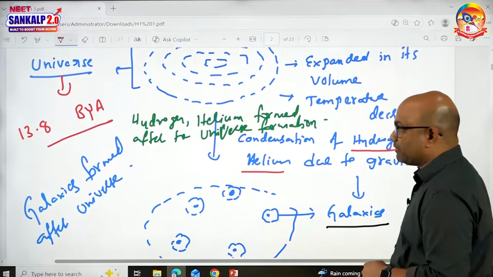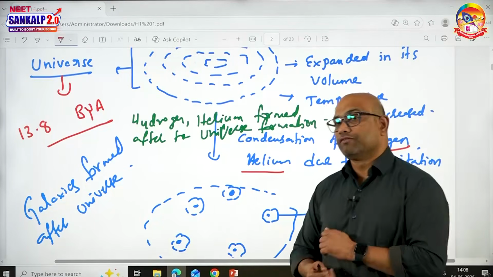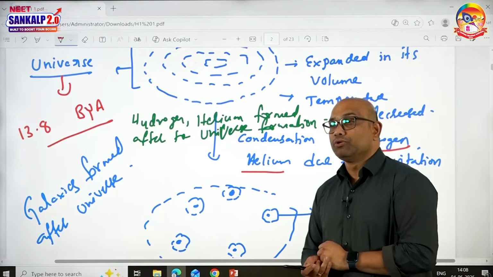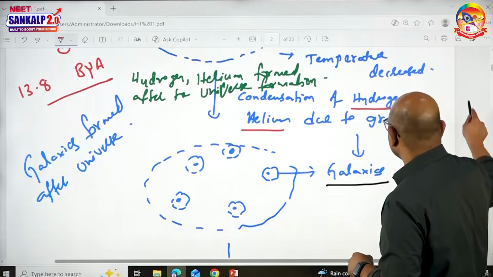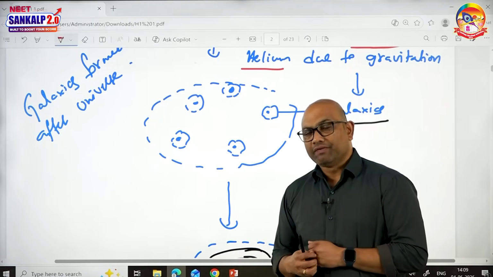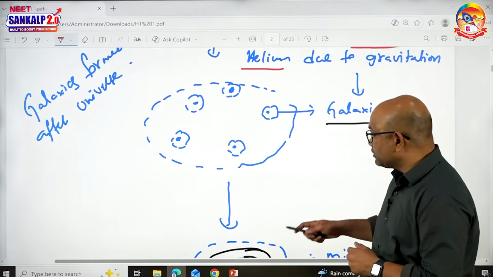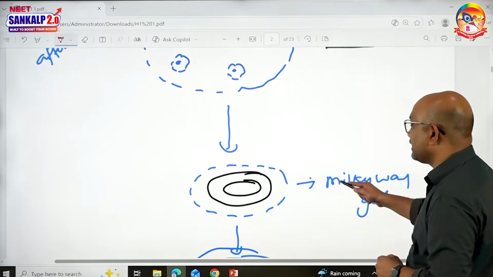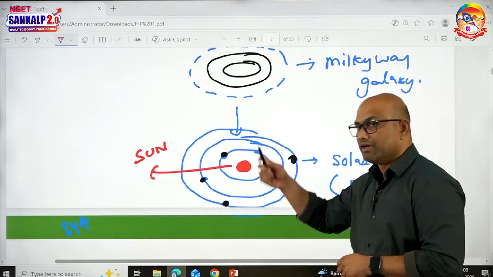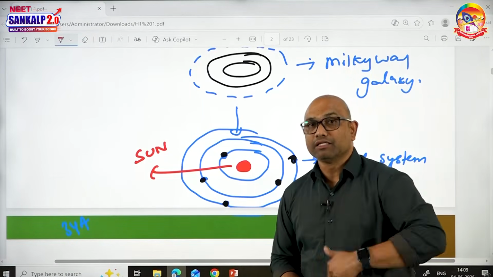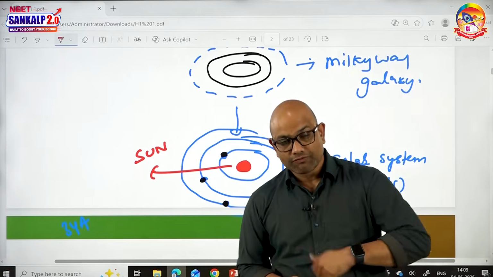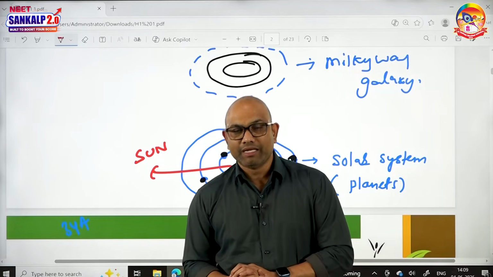Once the universe was formed, hydrogen and helium were formed. This hydrogen and helium underwent condensation due to gravitation, leading to the formation of galaxies. Several galaxies formed due to condensation of hydrogen and helium. Among those galaxies, one is the Milky Way galaxy. In the Milky Way galaxy, soon the solar system developed, and in the solar system, the planet Earth was formed. Earth was formed nearly 4.5 billion years ago, but the universe formed nearly 13.8 billion years ago.